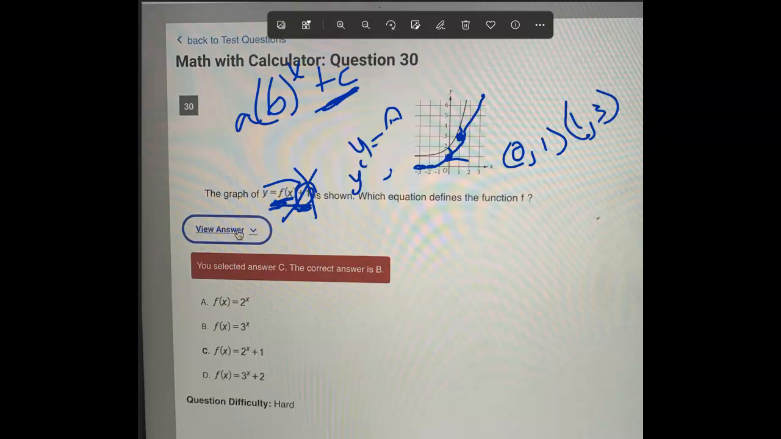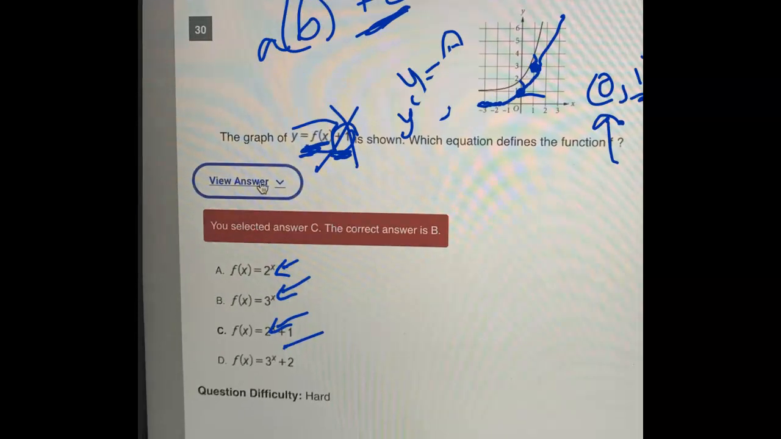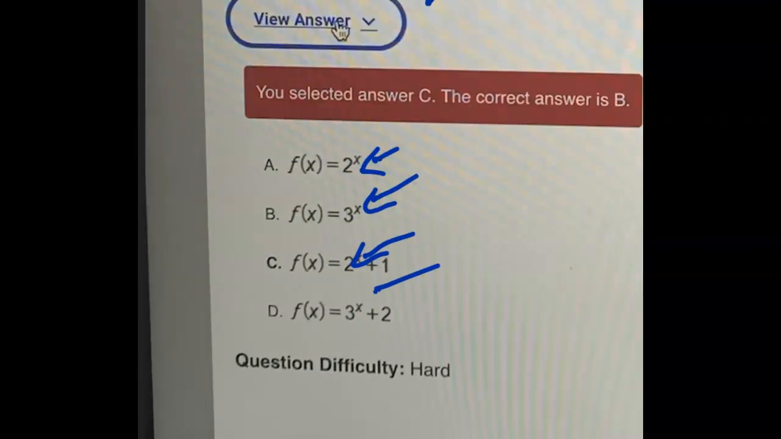Right? So whenever we put a 0 into this equation for our x value, we should get the value 1. And whenever we put a 1 in for the x value, so we have 0, 1, and we had 1, 3. So whenever we put a 1 in for our x value, we should get the output answer 3. Well, anything to the power of 0 is 1.